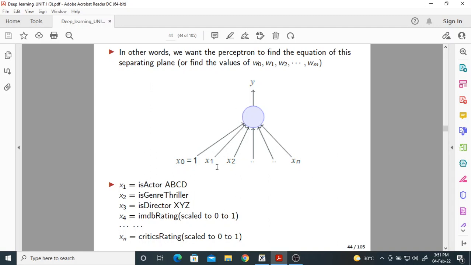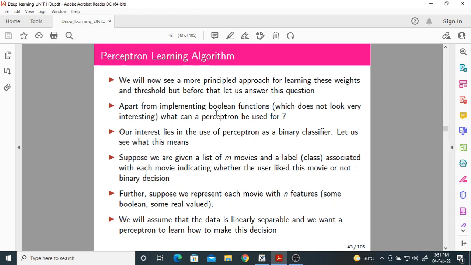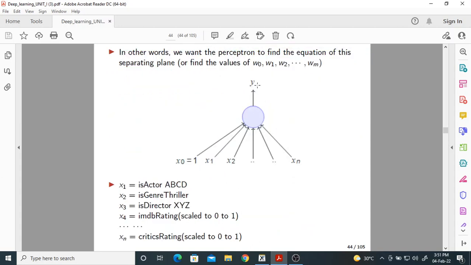So here this is a binary classifier. Why? Because here we are verifying whether to watch a movie or not. If we wish to watch the movie, the output is 1, otherwise the output is 0.